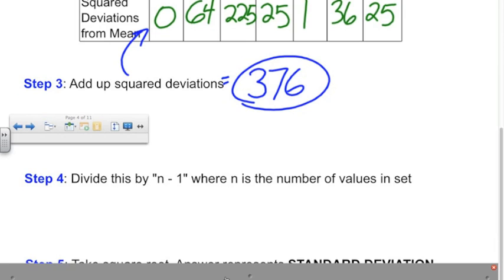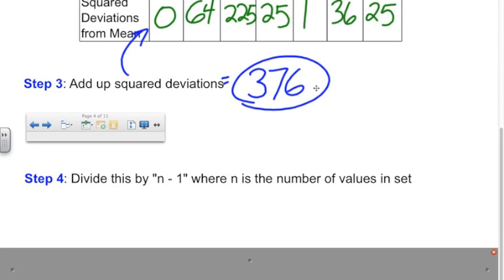You can see what I mean with the steps here. We kind of keep going. And we're going to divide by n minus 1. So basically how many values we have, but one less than that. So we said earlier, we have 7 values, so n equals 7. But we want to divide by n minus 1. And minus 1 would be 6.